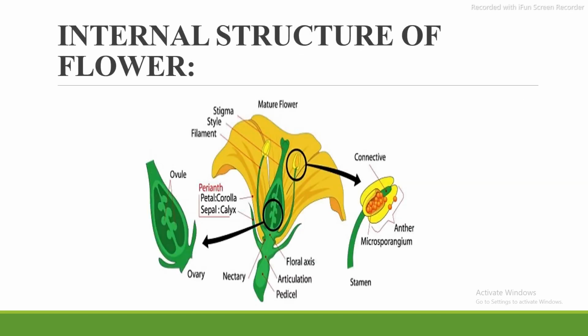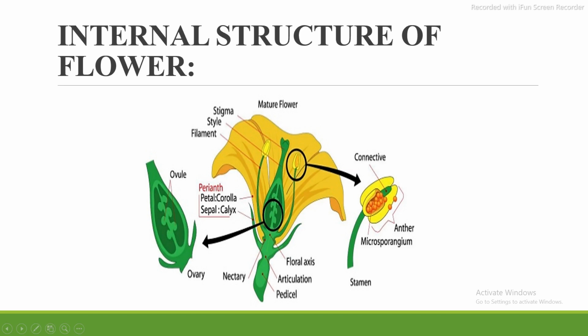Internal structure of the flower is shown in the figure. Internal structure of the mature flower includes the stigma. This is style. This is filament. And this is perianth. Perianth includes petal, corolla, sepal, and calyx. This is nectary. This is the floral axis. This is articulation. This is pedicel.